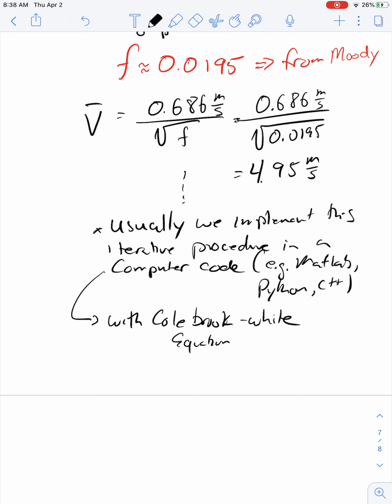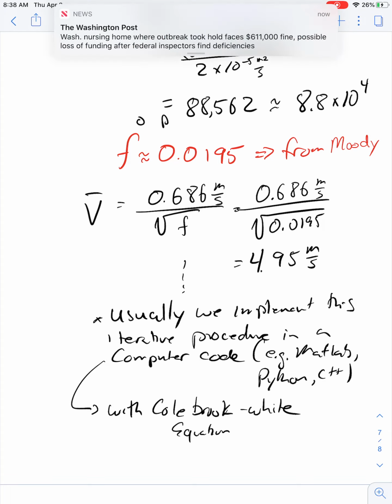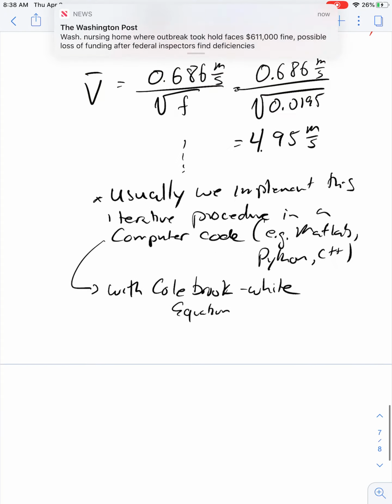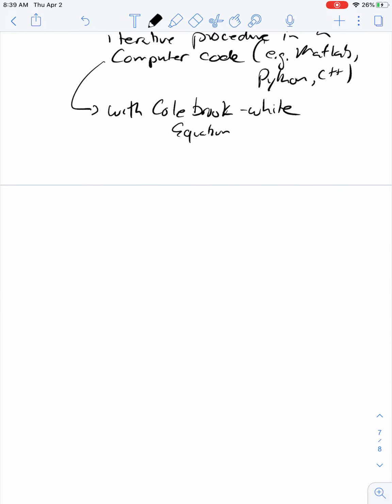But note, when you do it with the Colebrook equation, you actually have to iterate two ways. You have to iterate, as we're doing right now, for the friction factor, but then to actually compute the friction factor, since it's a transcendental equation, you have it on both sides. So it's not a trivial calculation to do. So we now have our average velocity. So that's 4.9. So our average velocity is 4.95 meters per second.